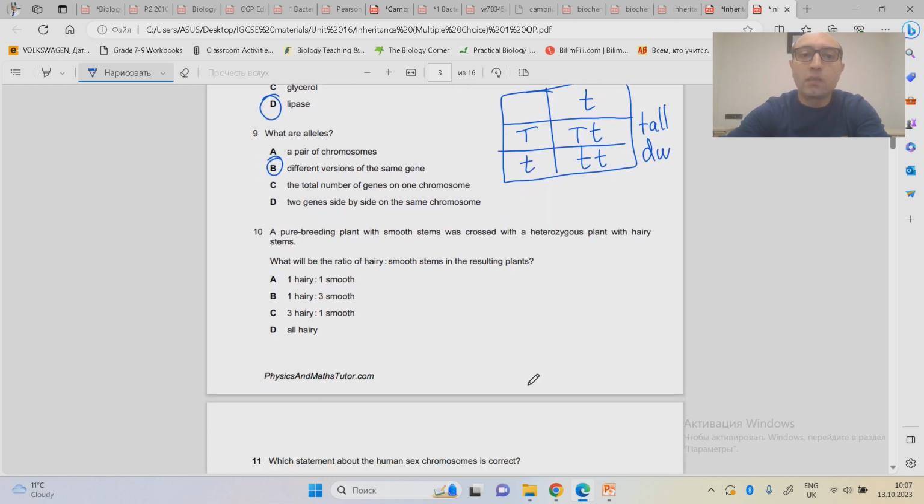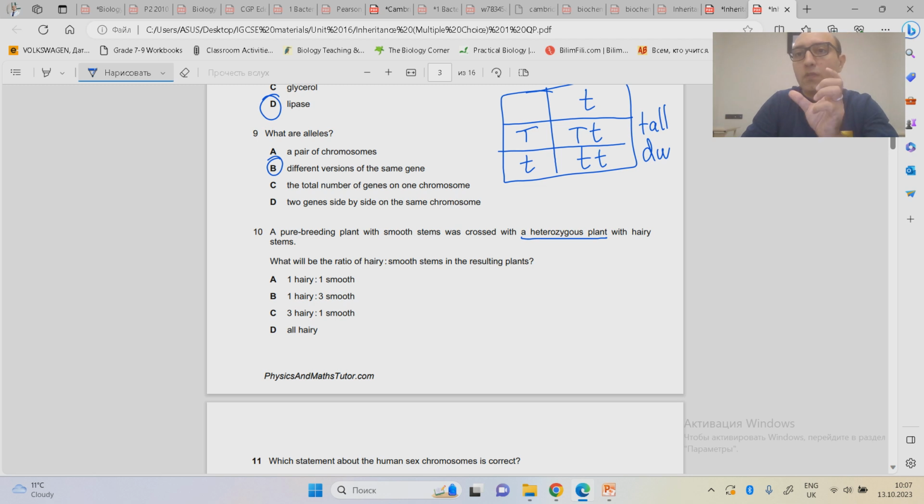Then a pure breeding plant with smooth stems has crossed with a heterozygous plant with hairy stem. Okay. What is the ratio? So pure breeding means that it is like homozygous, smooth plant. And they are saying that heterozygous plant with hairy stem, guys.